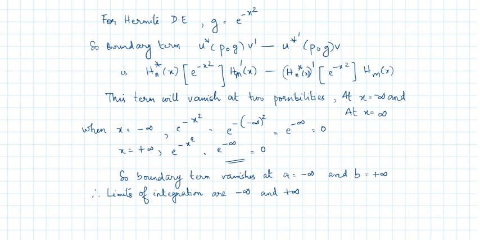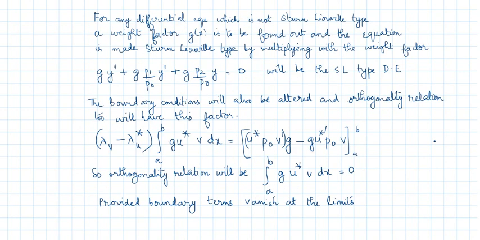And this term, if you look at this term, this vanishes at two different possibilities. One is at x equal to minus infinity, and the other is at x equal to plus infinity, because at both these cases e raised to minus x square happens to be 0. So the boundary term vanishes at x equal to minus infinity and plus infinity. So the limits of integration, so the scalar product will get it as, or the orthogonality condition will get it as integral minus infinity to infinity e raised to minus x square Hm of x Hn of x dx equal to 0.